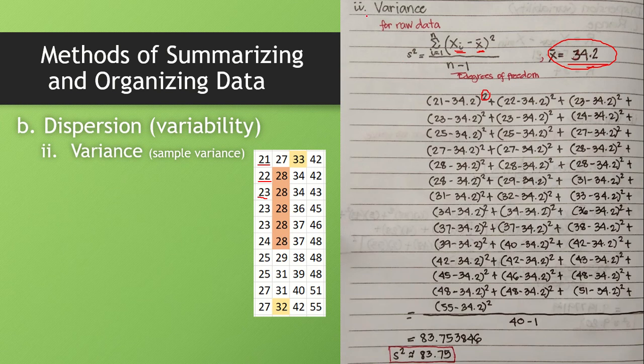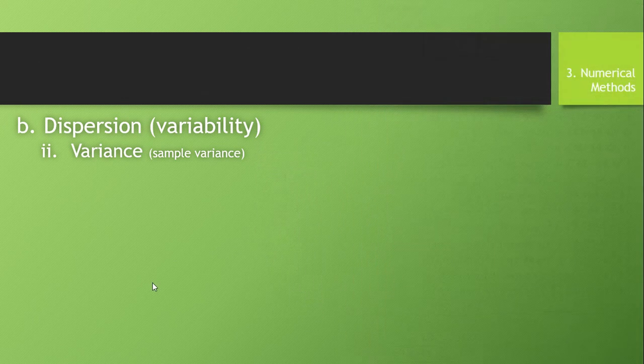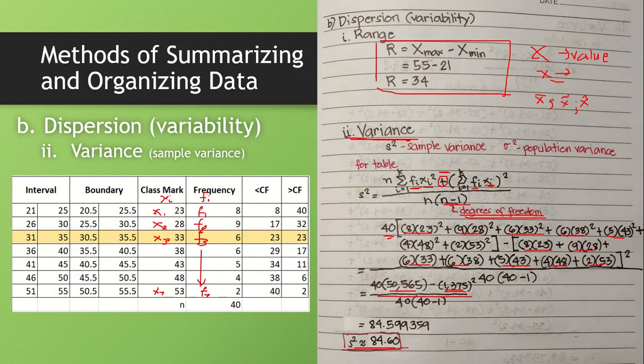You can still calculate variance for unsorted data, but I would prefer you calculate it using the sorted ungrouped data, since it would be easier for you to trace your calculations, and divide it by the degrees of freedom. For the raw data, now we have 83.75 approximately. If we compare it to the previous one, for the grouped data, that's 84.60.